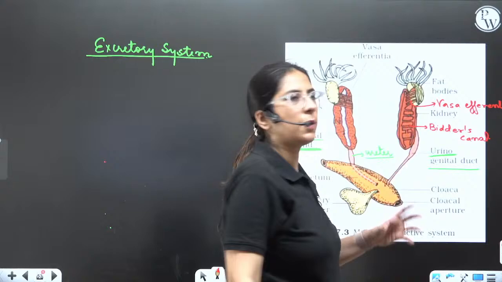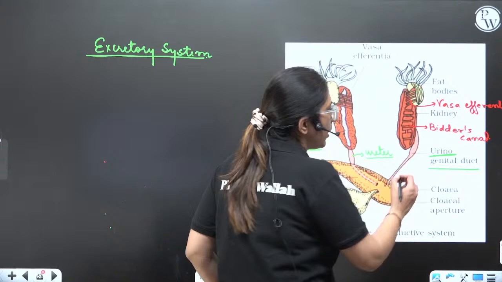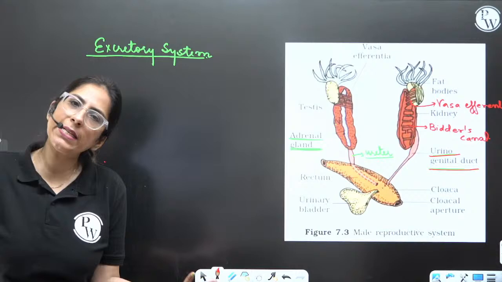So sperm will be synthesized in the testis. From the testis, the sperm will enter into vasa efferentia. From vasa efferentia, sperm will enter into the Bidder's canal. From Bidder's canal it will enter into the ureter. Ureter is also termed as urinogenital duct, and from there it will enter into the cloaca. That's it. Very easy peasy.